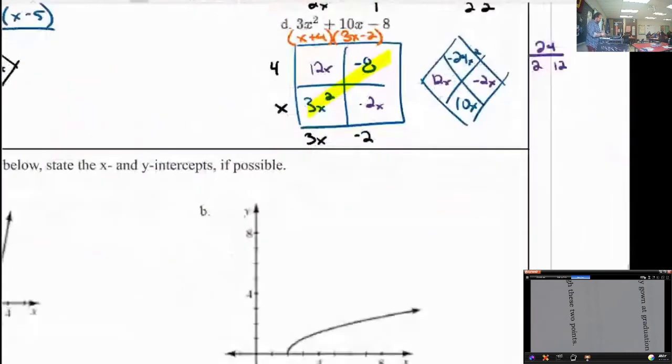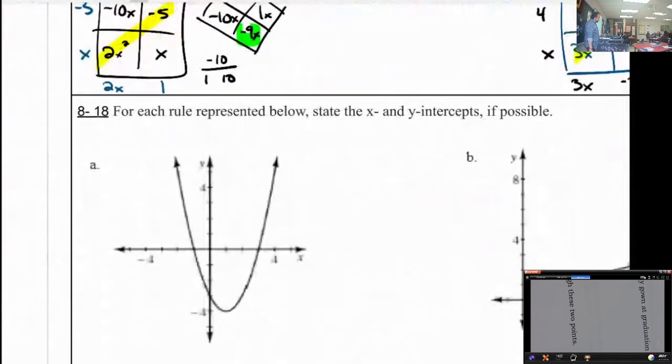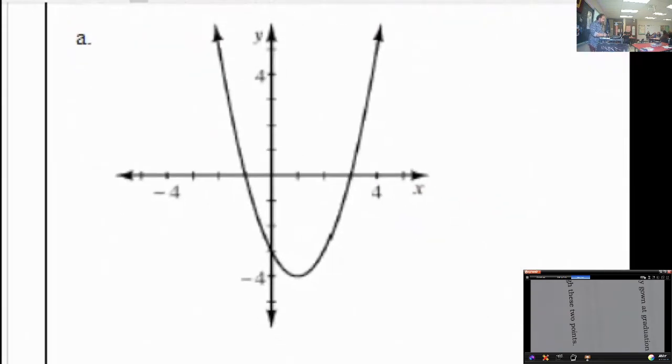Let's move on to something different. For each rule represented below, state the x and y intercepts if possible. Oh, can we get an easier problem, please? X intercepts would be x equals negative 1 and x equals 3. It's just where the graph crosses the x-axis. It's in the name, x intercept. Y intercept, negative 3. So easy. Math is hard, they say.